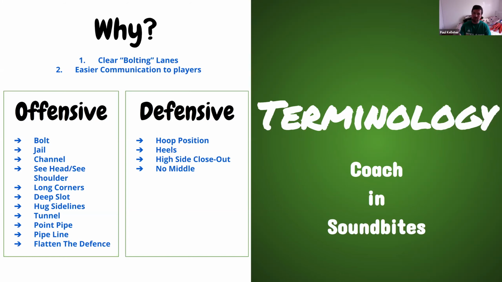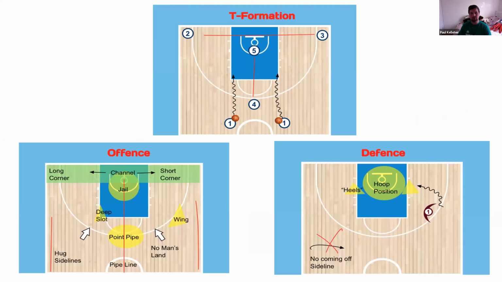So any wing drive into the channel, the help defender must get their heels outside the lane, not their toes, not their half foot, but their entire foot, including their heel, must be outside the lane. It's small margins that create that mid-range contested shot as opposed to a semi-contested shot at the rim. And then we close out high sides, no middle penetration. So we'll continue to talk about those situations.